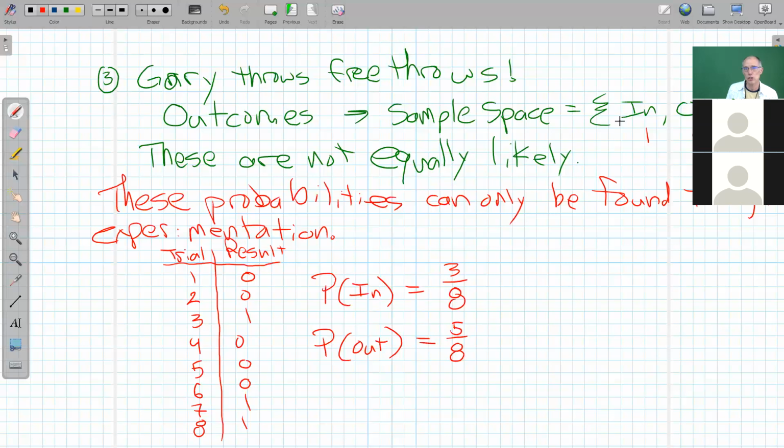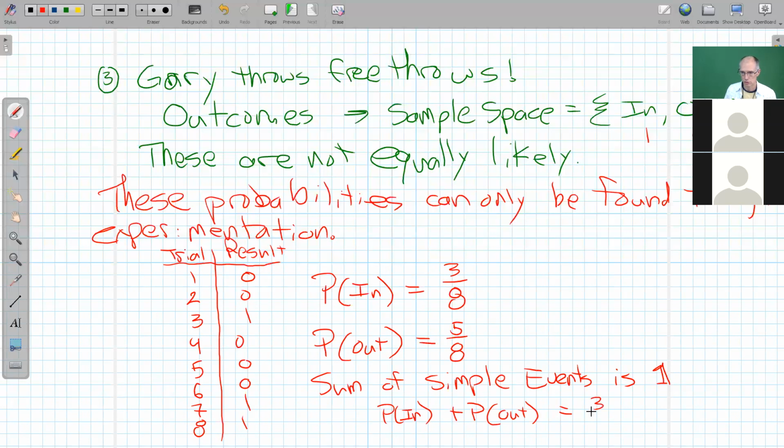So often these are called simple events because there's only one way it can happen. So the sum of simple events is always 1. There's only 2 simple events here, the probability of in plus the probability of out is 3/8 plus 5/8, which is 8/8, or 1 or 100%, right? Something happened. These are only 2 things that can happen. So what's the probability that something happens? Hey, it's 100%. What's the probability nothing happens? Well, that's 0%. Something always happens. Remember, probabilities have to be anything from 0 up to 1, can't be bigger than 1, can't be smaller than 0.